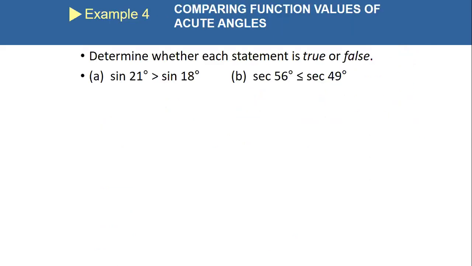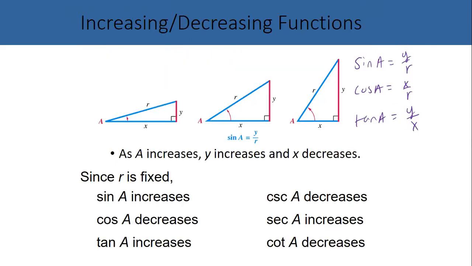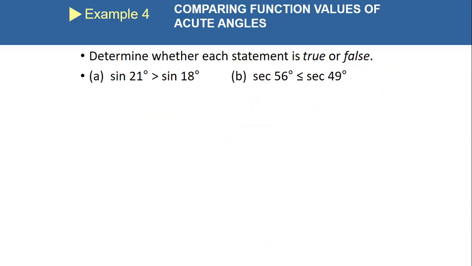So with that being said, you have to be able to make true or false statements. Keeping these in mind, we're going to determine whether the statements are true or false. Up first we have sine of 21 degrees and sine of 18 degrees. Is it true or false? It's true, because your angle increased and therefore your sine also increases.